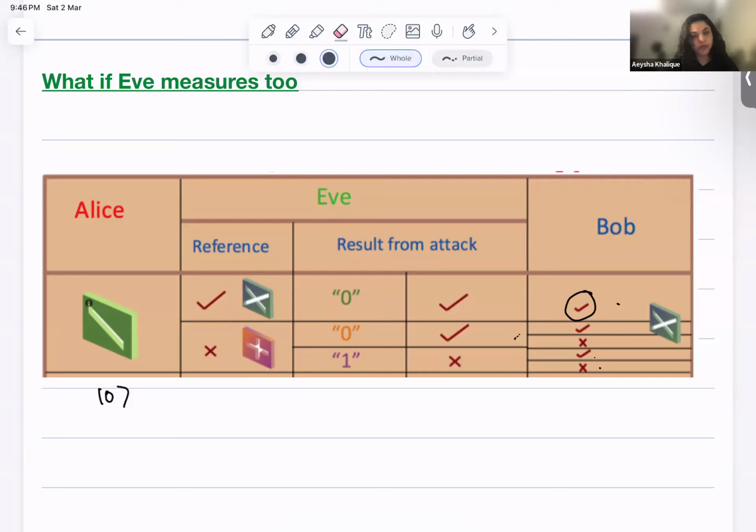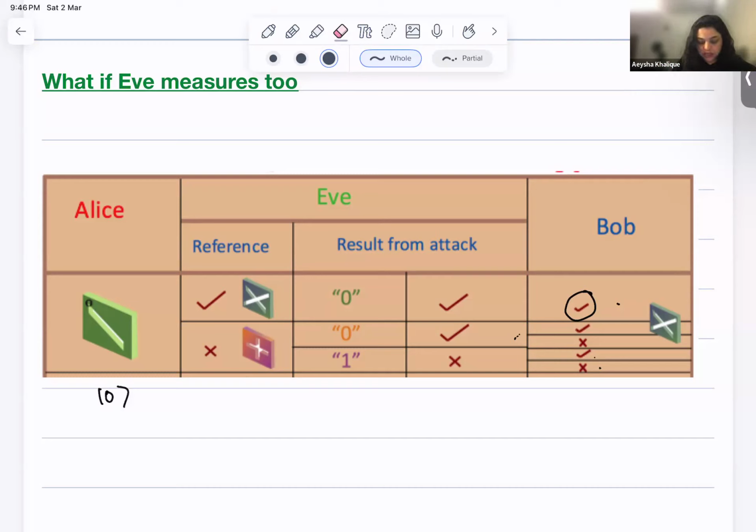Then Eve can also measure, right? But she doesn't know which basis Alice has prepared and which basis Bob is going to use, because bases are announced in the end, when all the qubits have been transferred. Bob has measured the qubits, recorded the bit values, and then the bases are announced, right? So Eve doesn't know, while the qubits are in the channel, which bases were used for the preparation and which for Bob. She has the same two choices as Bob, so she has to decide randomly which basis to choose for measurement.